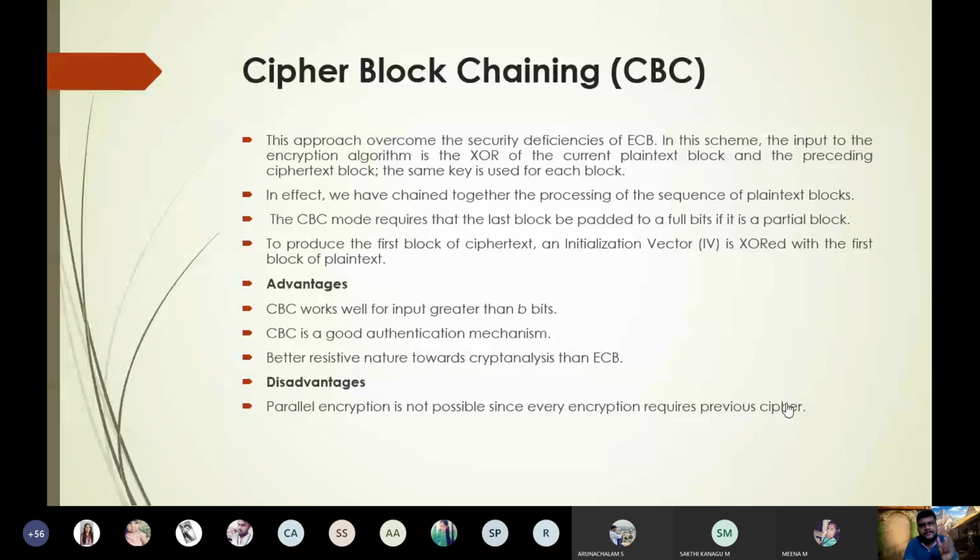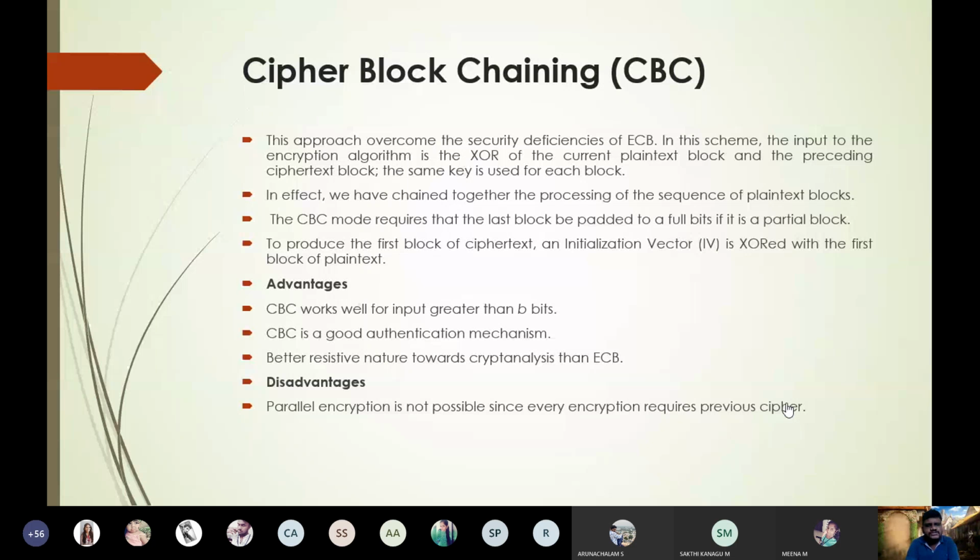So here, what is that resistive nature for? If my cipher text is got by an intruder, it will have more resistivity. That is, it will hold the privacy and security better than ECB. Okay, better than an electronic code book, right? So these are the advantages of cipher blockchaining.